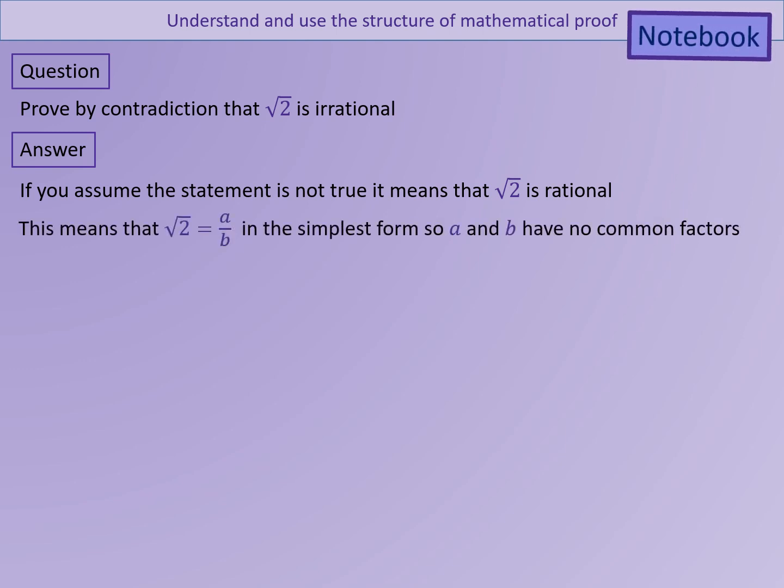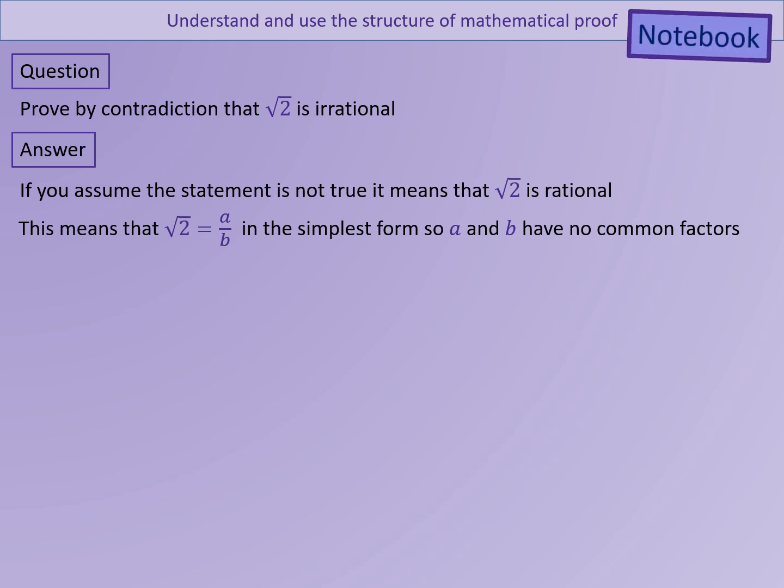Right, so the first thing I want to say is that if it is rational, it means it can be written as a fraction, a over b. And I make sure I'm aware that a and b are in the simplest possible form. So I'm writing root 2 in the form a over b, where a over b is the simplest possible form of that fraction. In other words, a and b have no common factors.